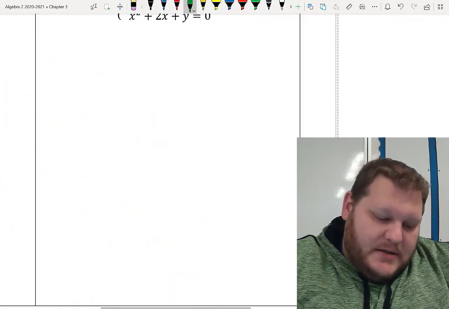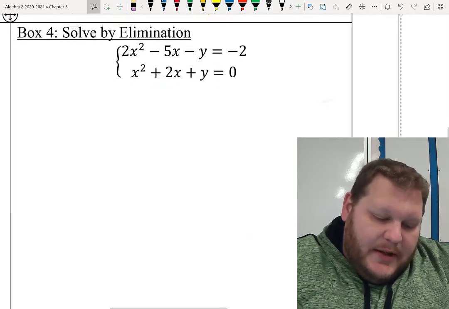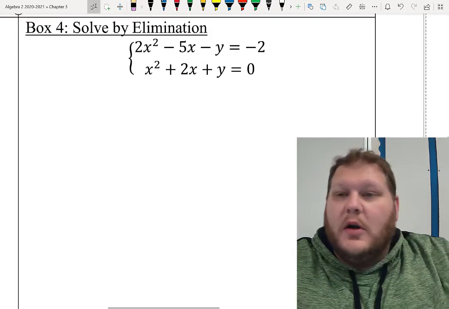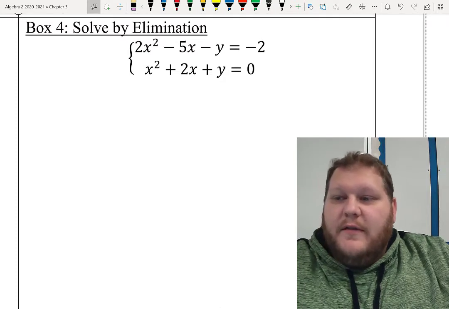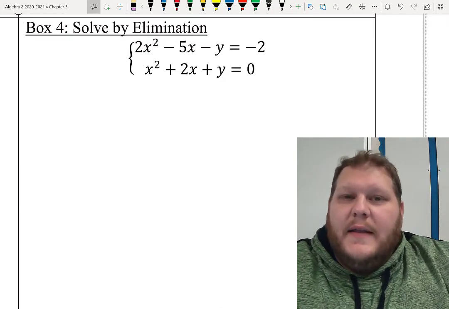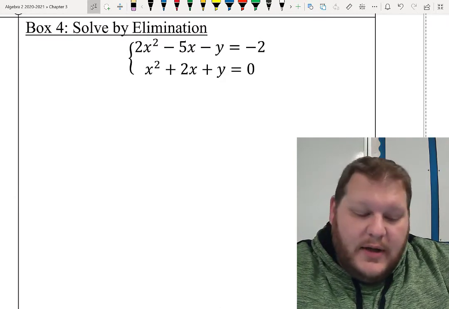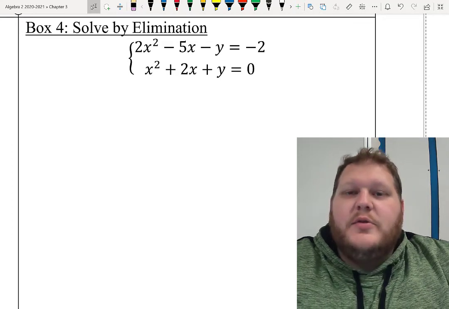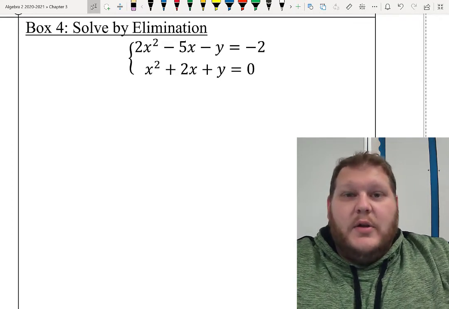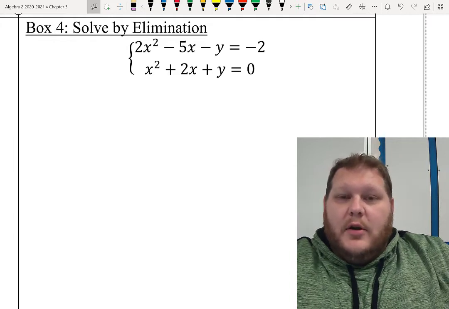All right, last one, elimination. Elimination, again, for those who are comfortable with it, can be very effective. The issue with our nonlinear system is that when you're doing elimination, you do still have your two choices on whether you eliminate your x value or you eliminate your y value.